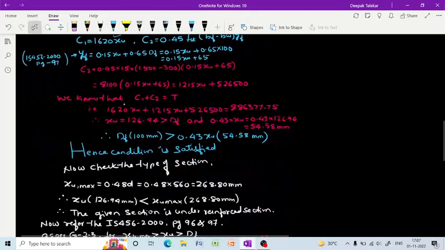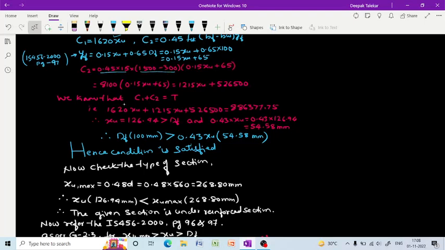Now you calculate the C2 value. C2, substitute that YF value here: 0.45 × 15 × (1500 minus 300), that is BF minus BW, and this YF value, 0.15 XU plus 0.65. We just multiply these numbers. Multiply these numbers and then subtract.